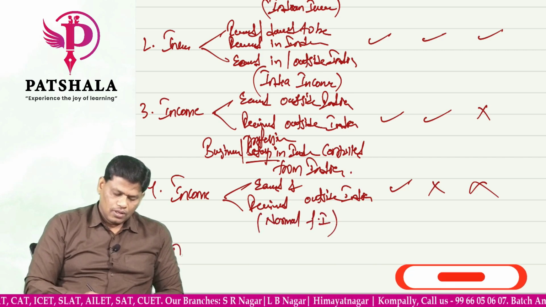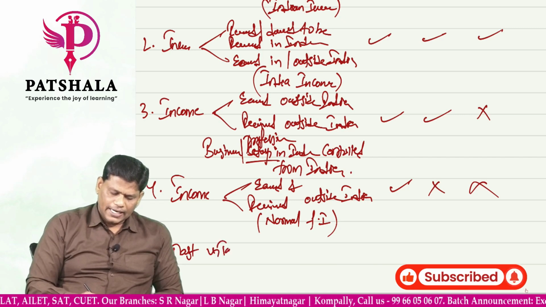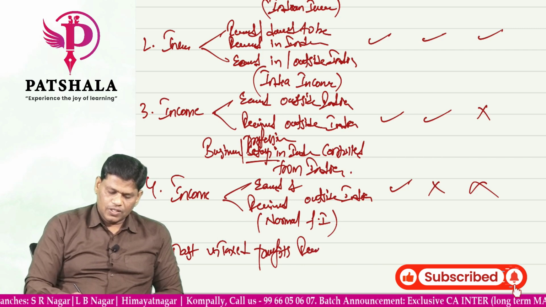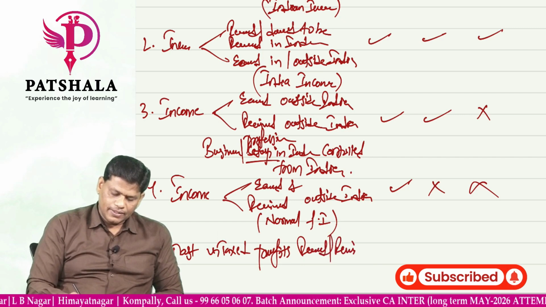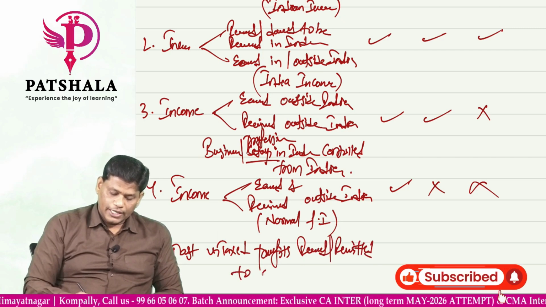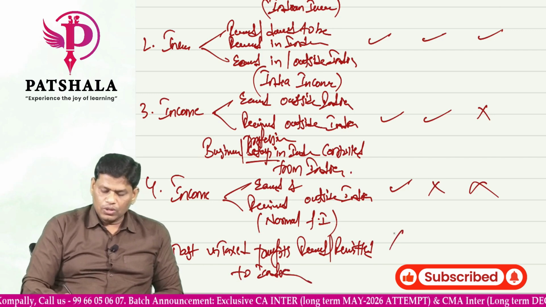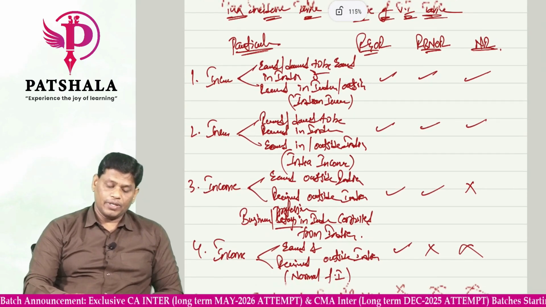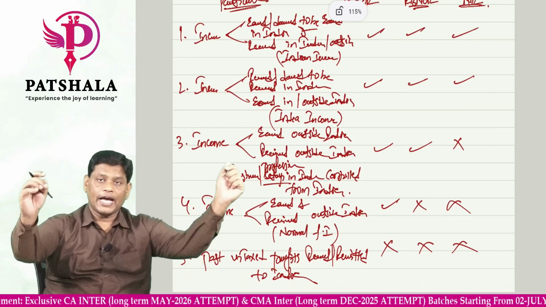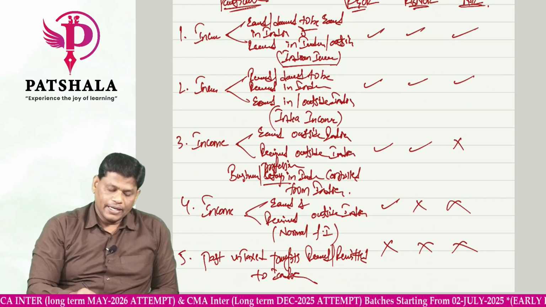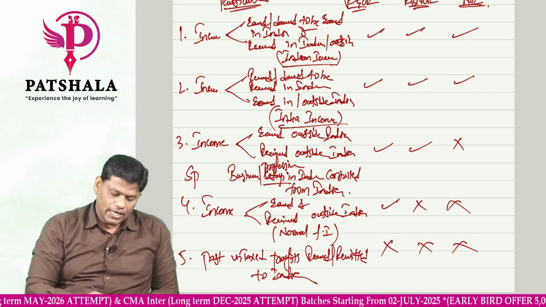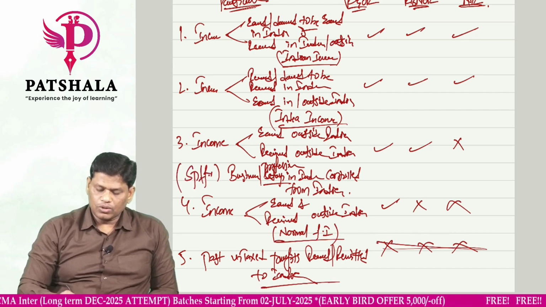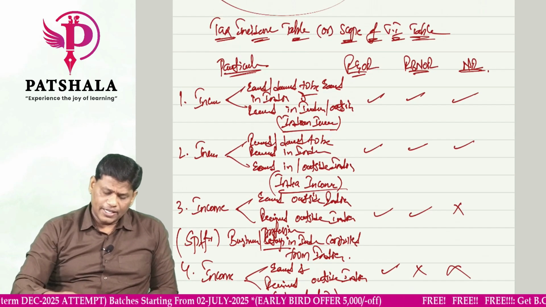Last, past untaxed profits received or remitted to India. As I just told you, remittances are not taxable. So, this is overall a tax incidence table, wherein 5 cases we have: 2 cases are Indian incomes, one is called special foreign income, one is normal foreign income, and this last one is completely not taxable. So, consider only these 4 cases.